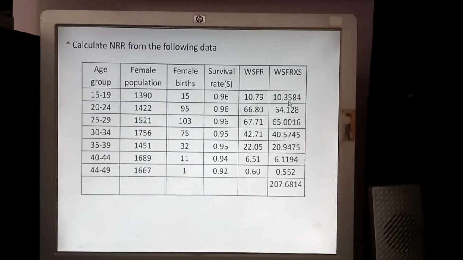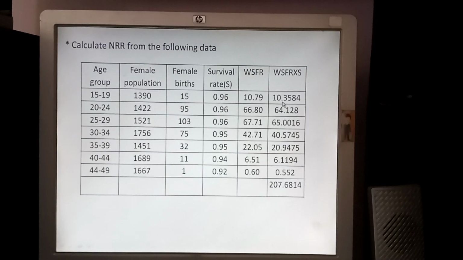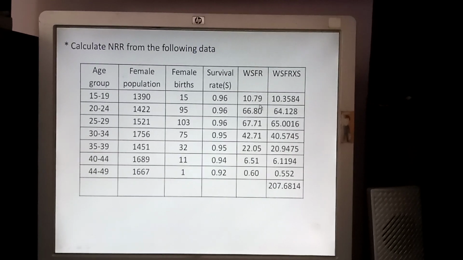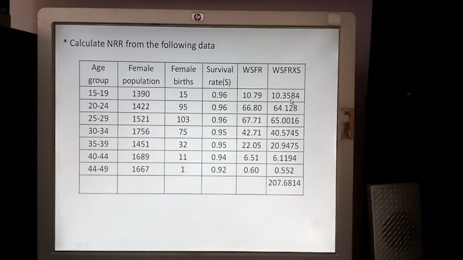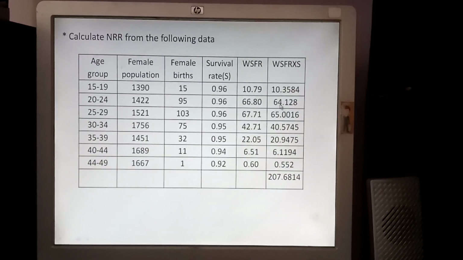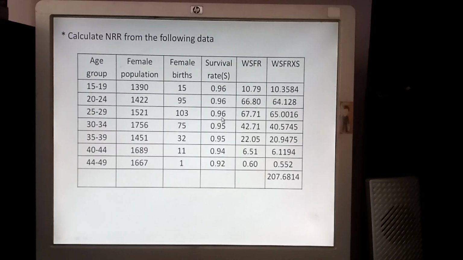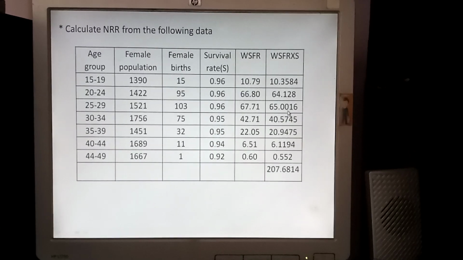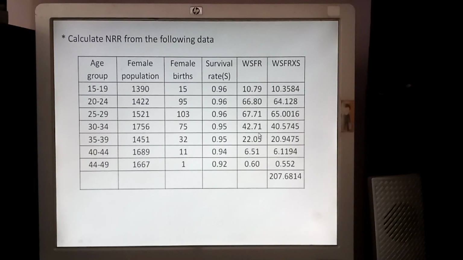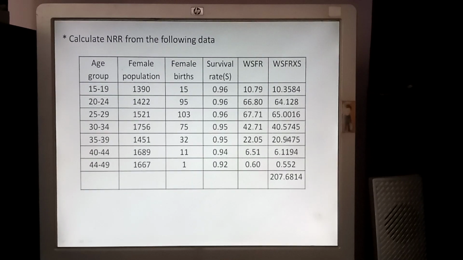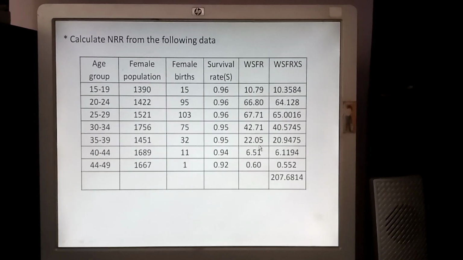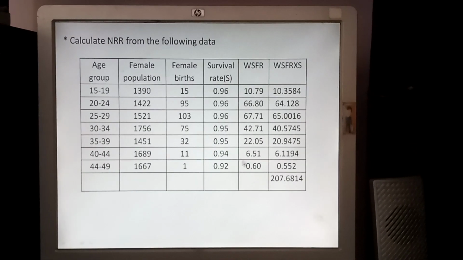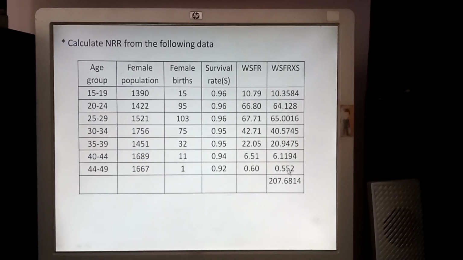For WSFR into S, we are considering 4 digits after the decimal point. So corresponding values are multiplied, that is 0.96 into 10.79 is 10.3584. 0.96 into 66.8 is this much. 0.96 into 67.71 is 65.0016. 0.95 into 42.71 is 40.5745. 0.95 into 22.05 is this much. 0.94 into 6.51 is 6.1194. 0.92 into 0.6 is 0.552.